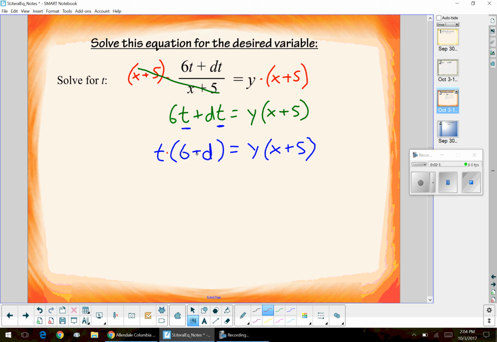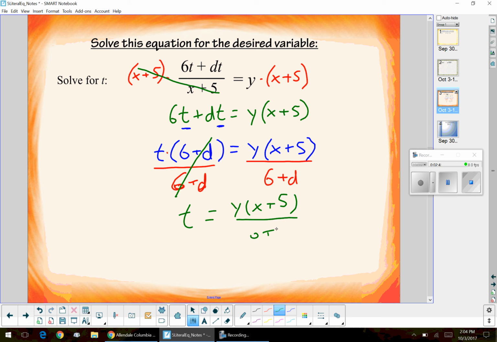Since we're multiplying it by 6 plus d, I'm going to divide on both sides by 6 plus d. Whoop, let me fix that 6 there. And I'm going to do that on both sides. So 6 plus d comes over here. We're going to cancel the 6 plus d. Those both cross out. And my t comes down. Over here, nothing really combines, nothing simplifies, so I just bring it down as is. Y times x plus 5 divided by 6 plus d.